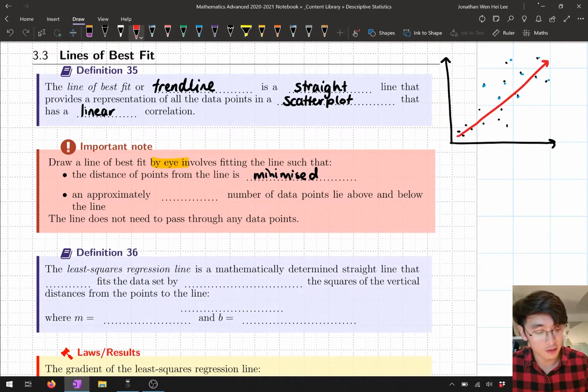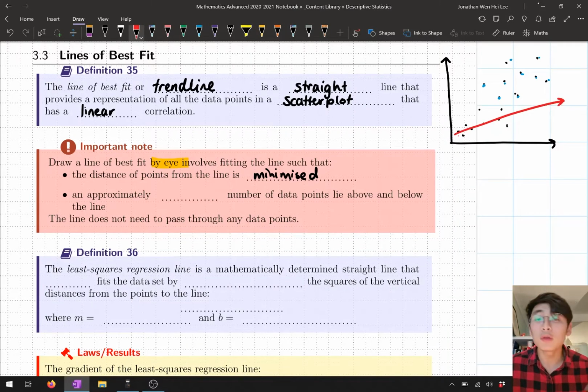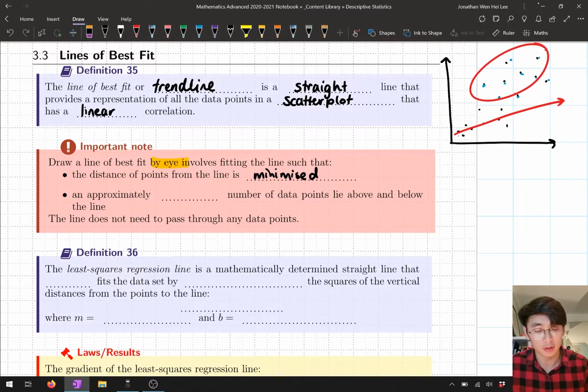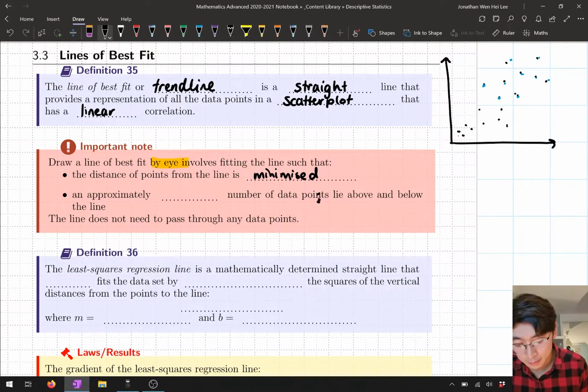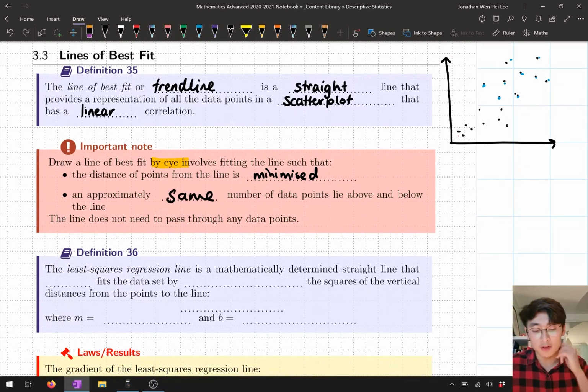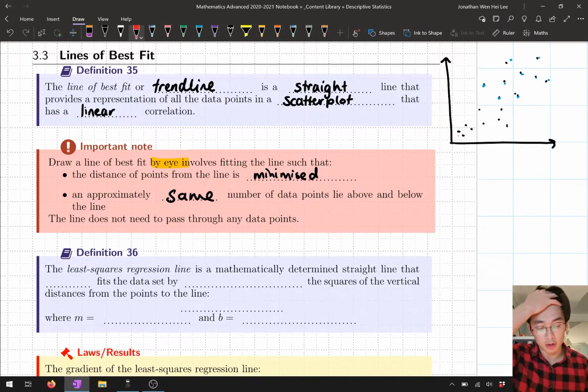For example, if I drew a straight line that went in this direction, that wouldn't be an accurate trend line, because you've got all these points up here which are really far away from my trend line or my line of best fit. The second thing is that we want approximately the same number of data points to lie above and below the line. In order for our line of best fit to be accurate for our bivariate data, we need to have the same number of points above and below.